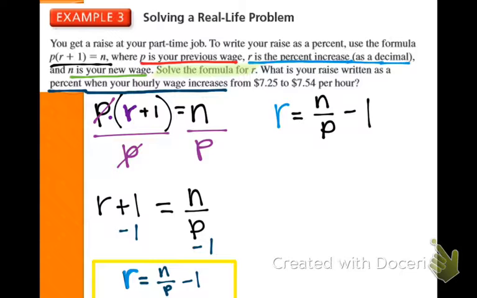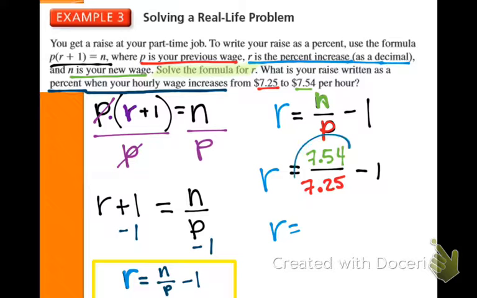Okay, because they gave me how many numbers in this? 2. Okay, so we're going to talk about it. So to find my raise, written as a percent, I'm going to plug in, what did N stand for? My new wage. What's my new wage? $7.54. And what did P stand for? My previous wage, which was $7.25. So I've plugged in everything I need to. Now I just solve. What is 7.54 divided by 7.25?